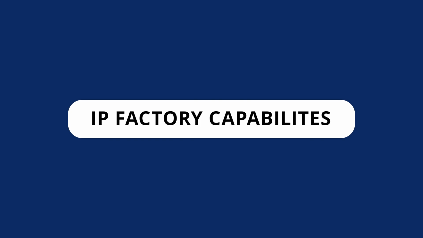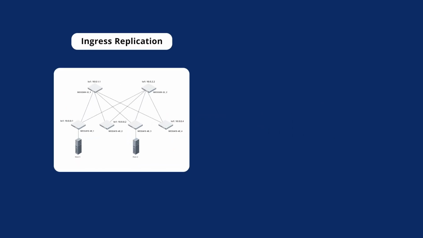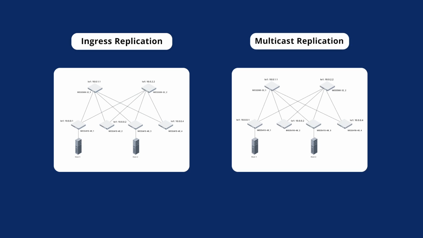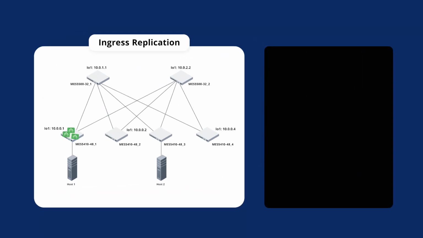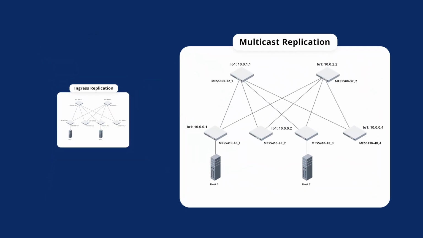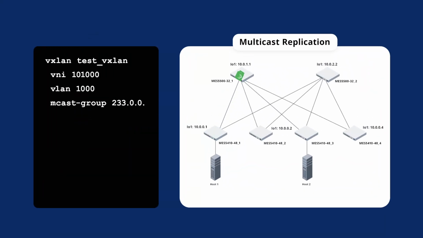Now let's move on to the IP factory capabilities currently available. The task of delivering BUM traffic, broadcast, unknown unicast, multicast, is solved in 2 ways. Ingress replication: the ingress leaf switch replicates BUM packets and sends a copy to all leaves within the VXLAN instance. This is a rather simple method, while creating an increased load on the ingress leaf and increasing traffic towards the leaf-spine. Multicast replication of BUM traffic is performed by the spine switch using multicast mechanisms and the PIM protocol. This method is more efficient in large data centers as it reduces the load on the ingress leaf and does not create additional traffic in the leaf-spine direction.